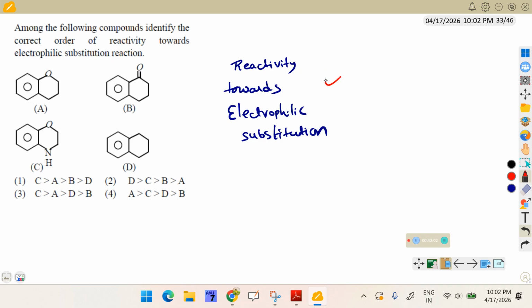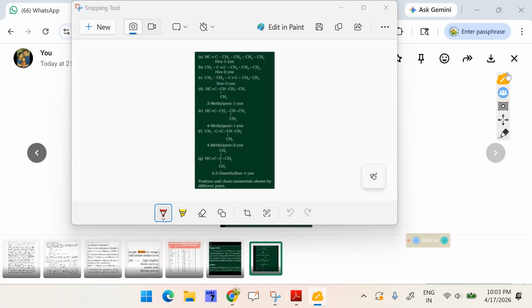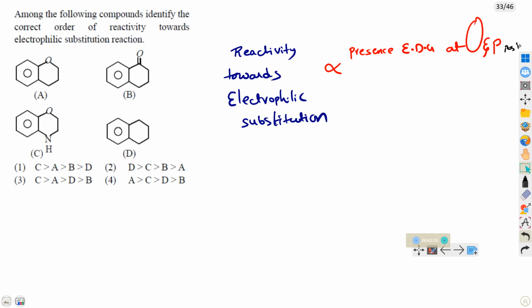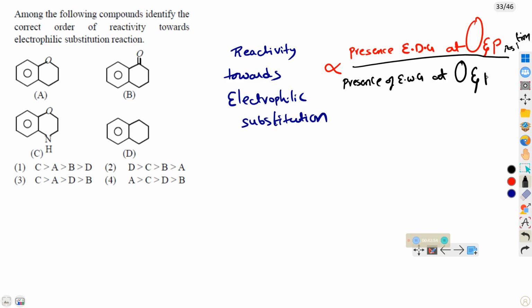Reactivity towards electrophilic substitution is directly proportional to the presence of electron donating groups at ortho and para positions, and inversely proportional to the presence of electron withdrawing groups at ortho and para positions.